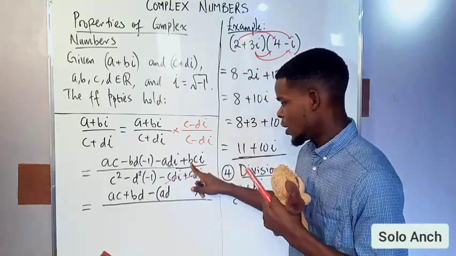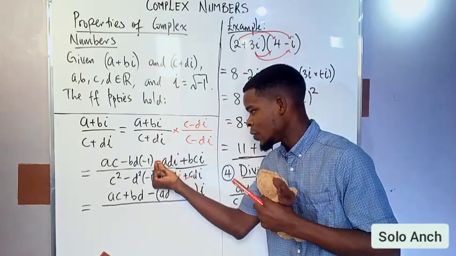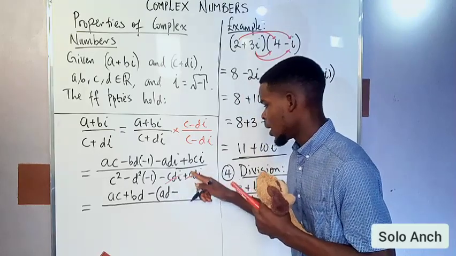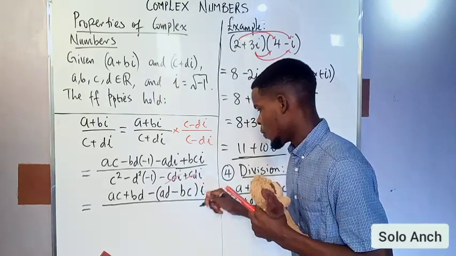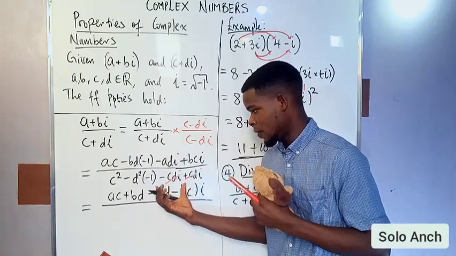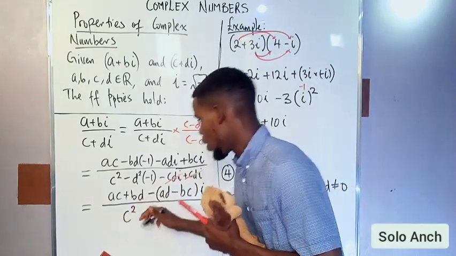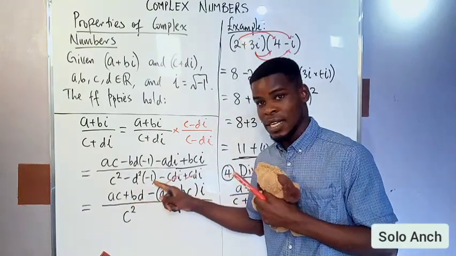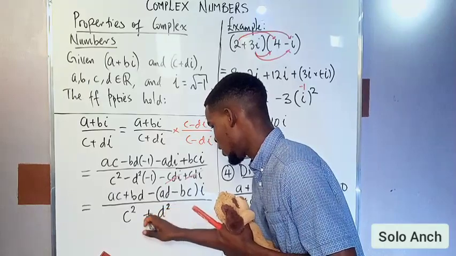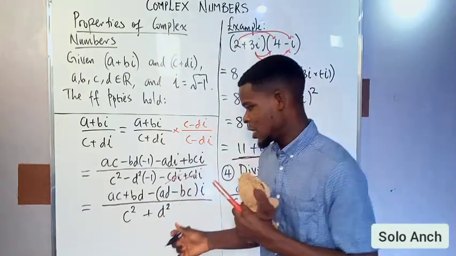Now for the second term, it was positive. We factor out a negative sign, so it now becomes negative. Then bc, we factored out the i. Good. The denominator, this and that have eliminated each other. We'll be left with c squared. Now this is negative d squared times negative 1. That'll be positive d squared. So we add d squared to that. Good. So here, this is very nice, but we can make this better.